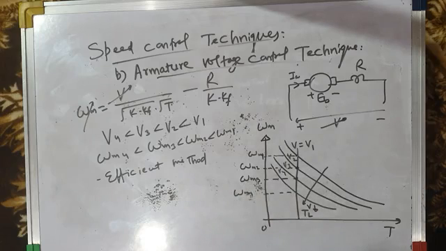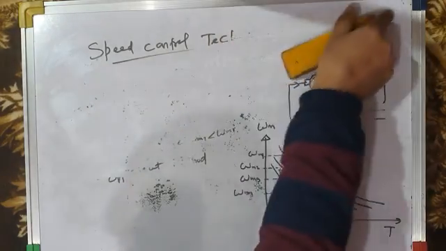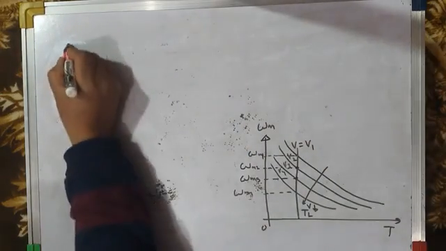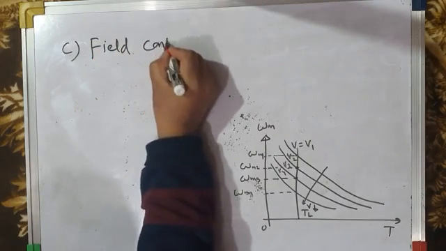Similarly, in the armature resistance control method, you have seen that when armature resistance is increased, you get speeds less than base speed. Now, if you want to get speeds above base speed, you have to use the third speed control technique. That is the field control method or flux control method.